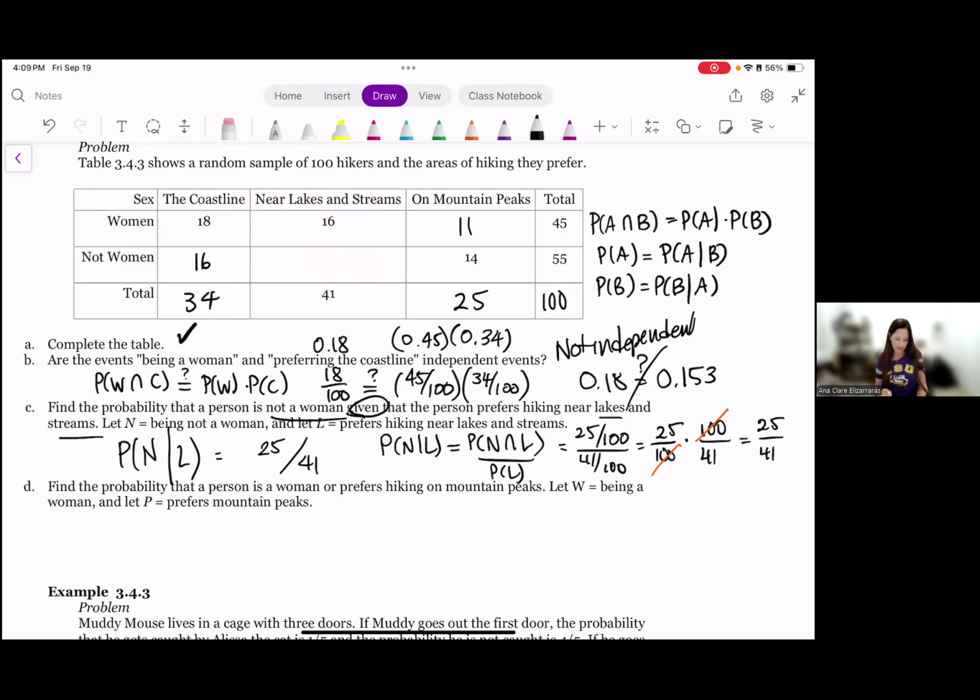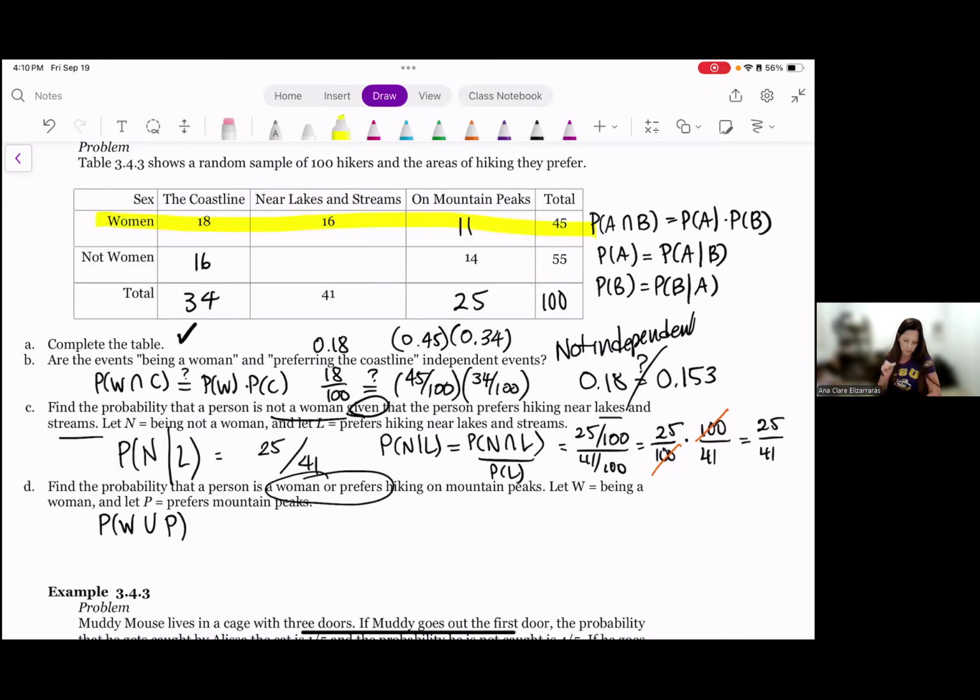Let's do the last problem. Find the probability that a person is a woman or prefers hiking on mountain peaks. So I want the probability that is a woman or prefers mountain peaks. This is the general addition rule, and if they have anything in common, if they're not mutually exclusive, then we don't want to double count. So let's look at the chart.